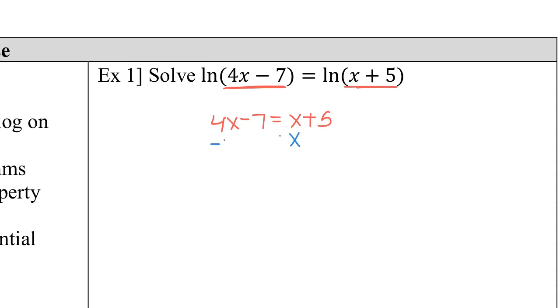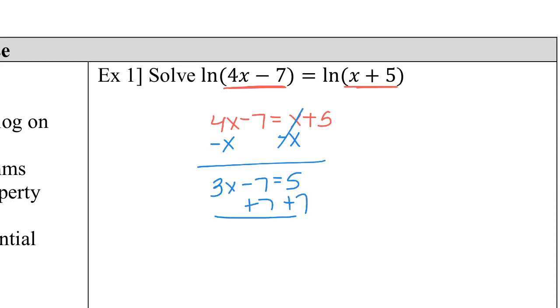So I'm going to subtract x from both sides. So I get 3x minus 7 equals 5. Add 7, 3x equals 12, and divide by 3, x is equal to 4. Now, with logarithms, you have to check and make sure that you don't have a negative inside of a log. So before you stop and say, boom, there's your solution, you're going to have to go back and check.